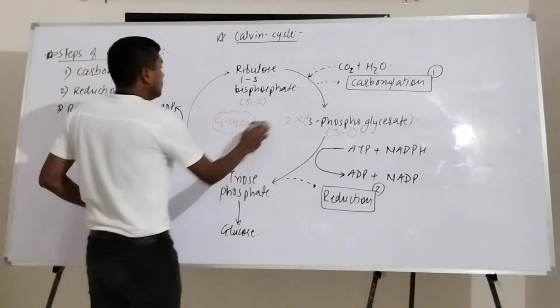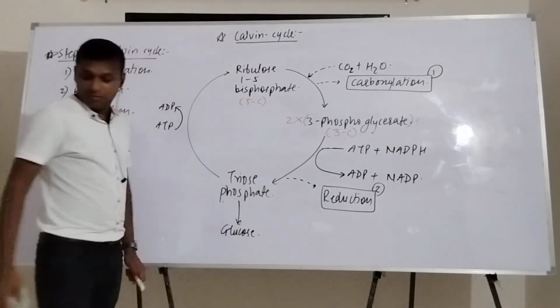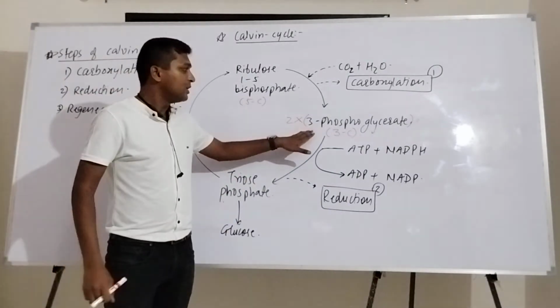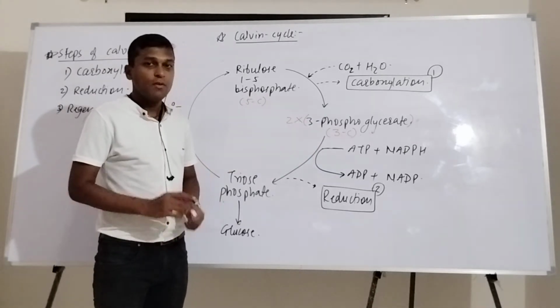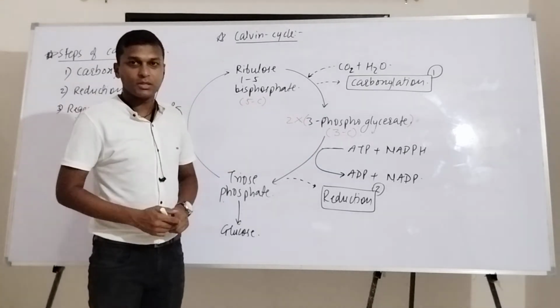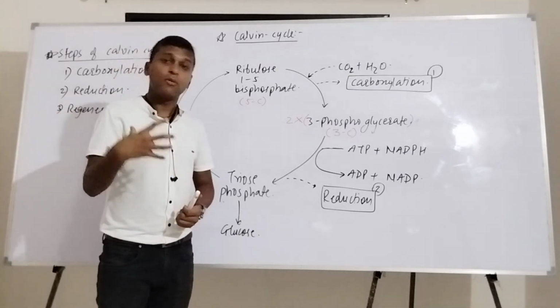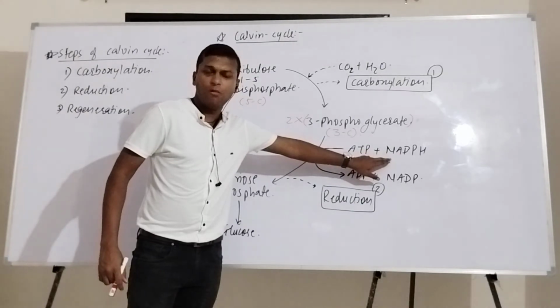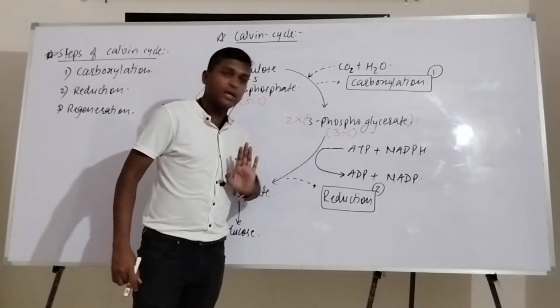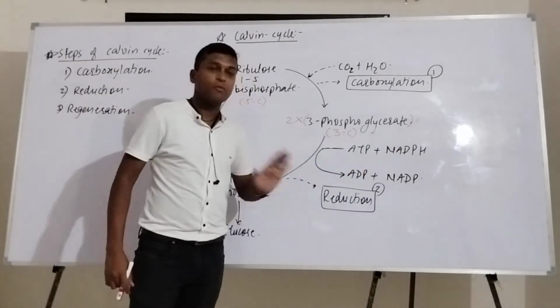Okay. Now only the production of this 3 phosphoglycerate molecule will not serve our purpose. We need to give some structural changes to this. That's why we add some amount of hydrogen to it. That is done with the help of NADPH. NADPH will add these hydrogen molecules here, and they will simply move away.